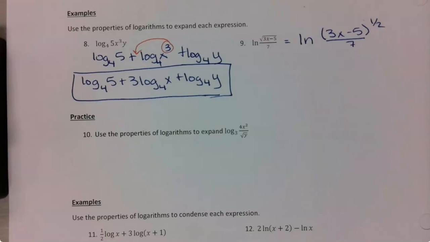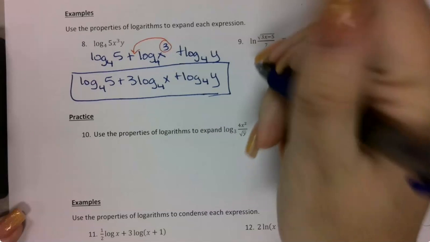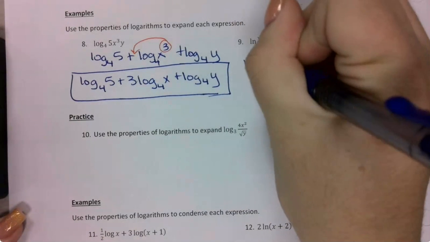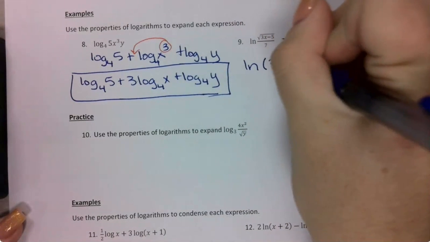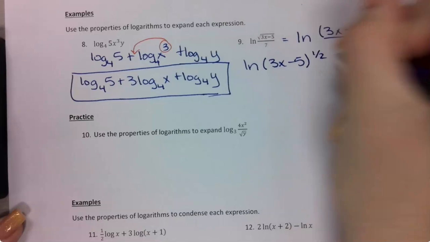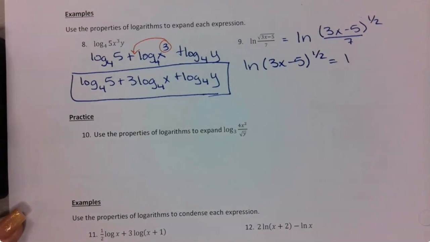Okay, so then I can go ahead and split this up like normal. So I'm going to have ln, and then 3x minus 5 to the 1/2 power, nope, not equals, minus ln 7.